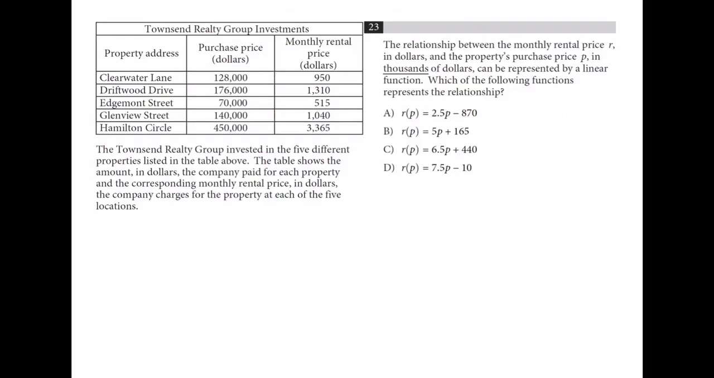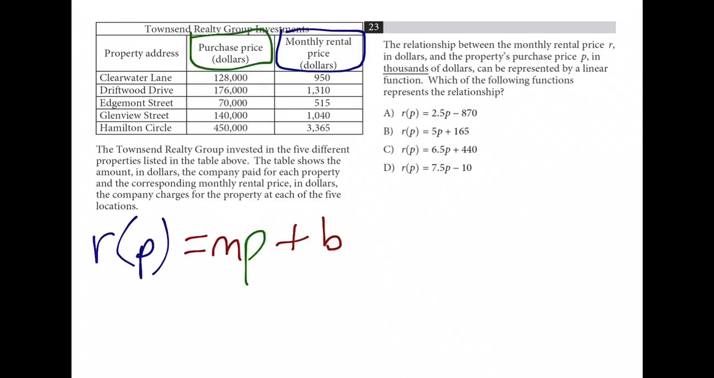23. We have this Townsend Realty Group Investments with different addresses, purchase price, and monthly rental prices. And they're asking the relationship between the monthly rental price R in dollars and the property's purchase price P in thousands of dollars can be represented by a linear function. Which of the following functions represents the relationship? So I can build my equation.